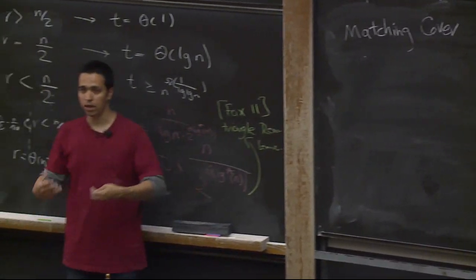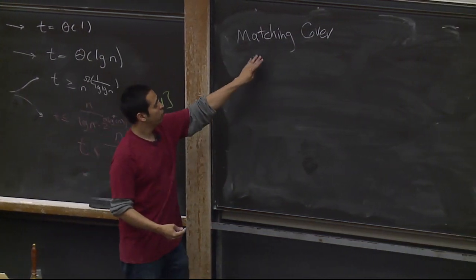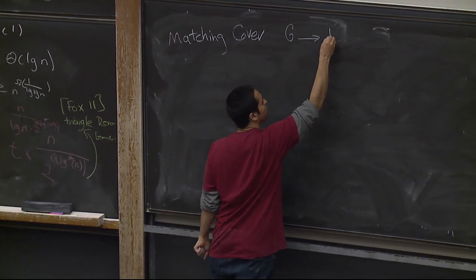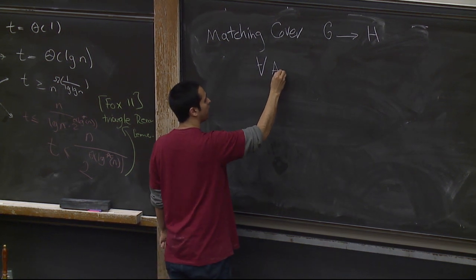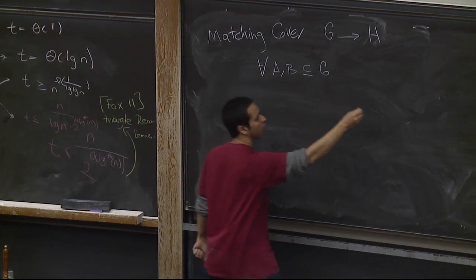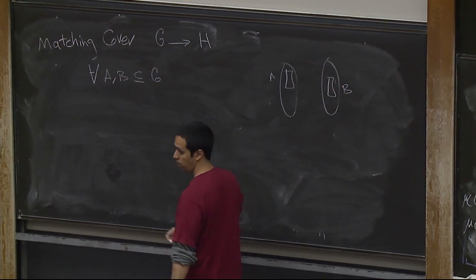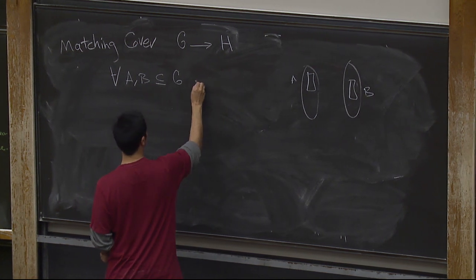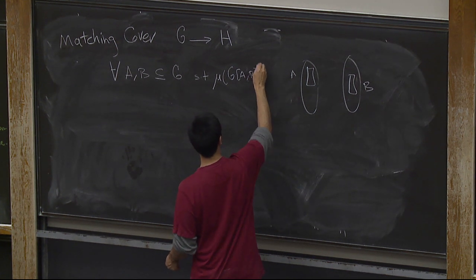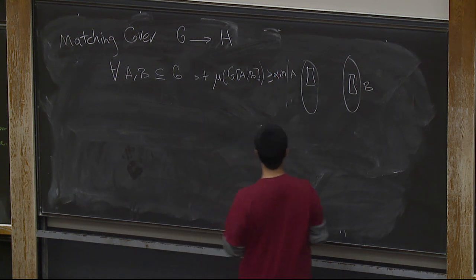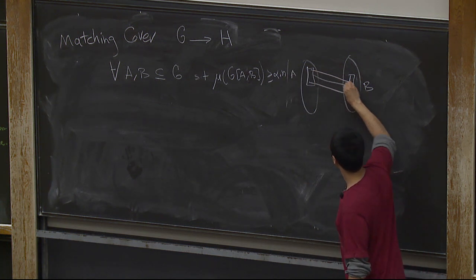Ruzsa-Szemeredi graphs were some extremal graphs or some graph construction. Matching covers, think of them as spanners or sparsifiers, things like that. For any graph G, I want to pick a subgraph H with the following property: for all A and B subsets of G, think of G as a bipartite graph, with A here, B here, H has this property, such that mu of G of A, B is larger than alpha. So look at any subset of vertices such that there is a matching of size alpha n between them.